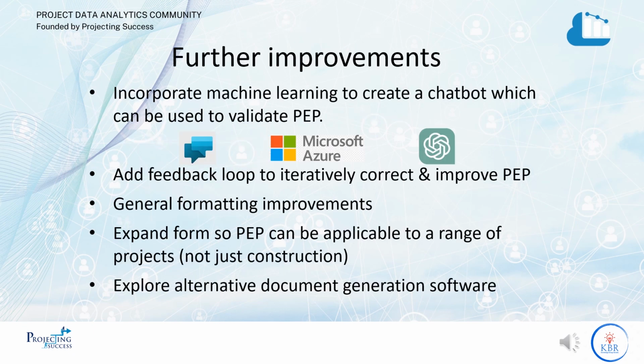Further improvements can incorporate machine learning to create a chatbot which can be used to validate the project execution plan. Add a feedback loop to interactively correct and improve the project execution plan. General formatting improvements. Expand the form so the project execution plan can be applicable to a range of projects, not just construction. And finally, explore alternative document generation software.